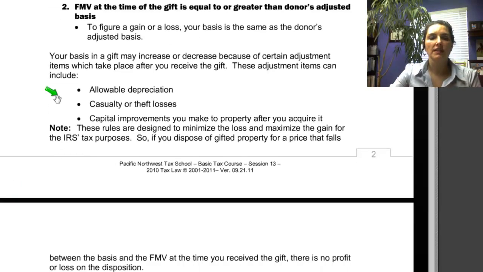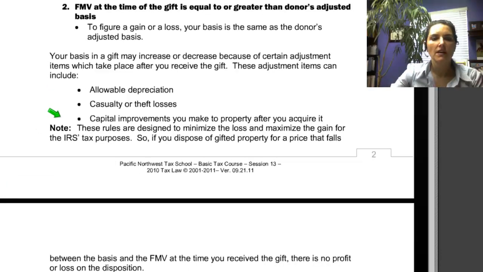These adjustment items can include allowable depreciation, casualty or theft losses, capital improvements you make to the property after you acquire it. You should note that these rules are designed to minimize the loss and maximize the gain for the IRS tax purposes. So if you dispose of a gifted property for a price that falls between the basis and the fair market value at the time you received the gift, then there is no profit or loss on the disposition.